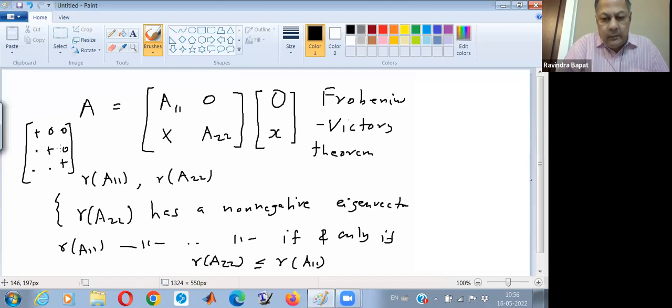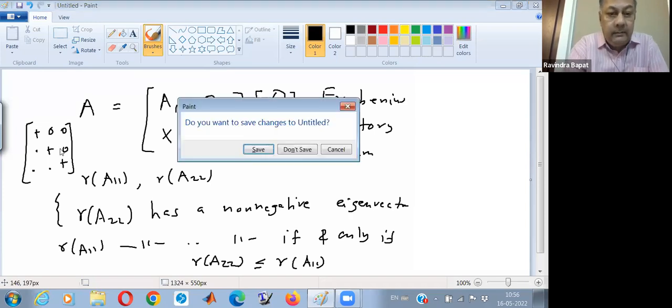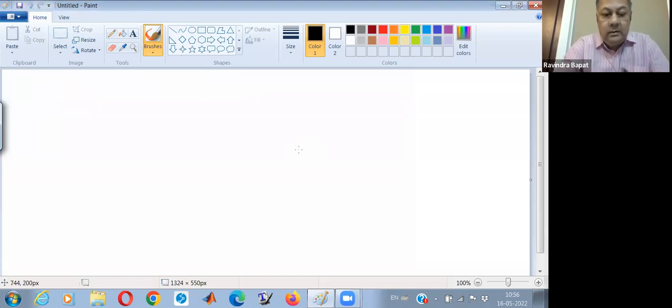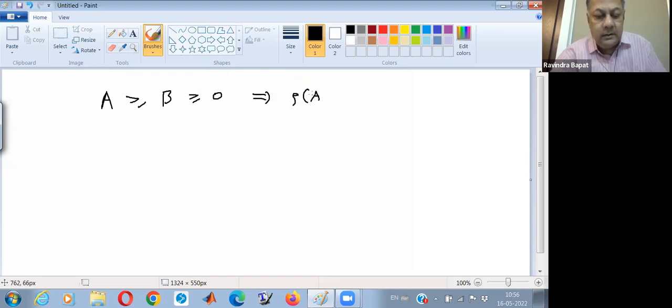Okay, so I think I've touched upon most topics. I've left out many topics. As far as Perron-Frobenius theory is concerned, I have left out inequalities for the Perron eigenvalue. There are many inequalities, starting with: if A is non-negative, B is non-negative, and A is greater than or equal to B entry-wise, then the Perron eigenvalue of A, or R of A, is greater than or equal to R of B.